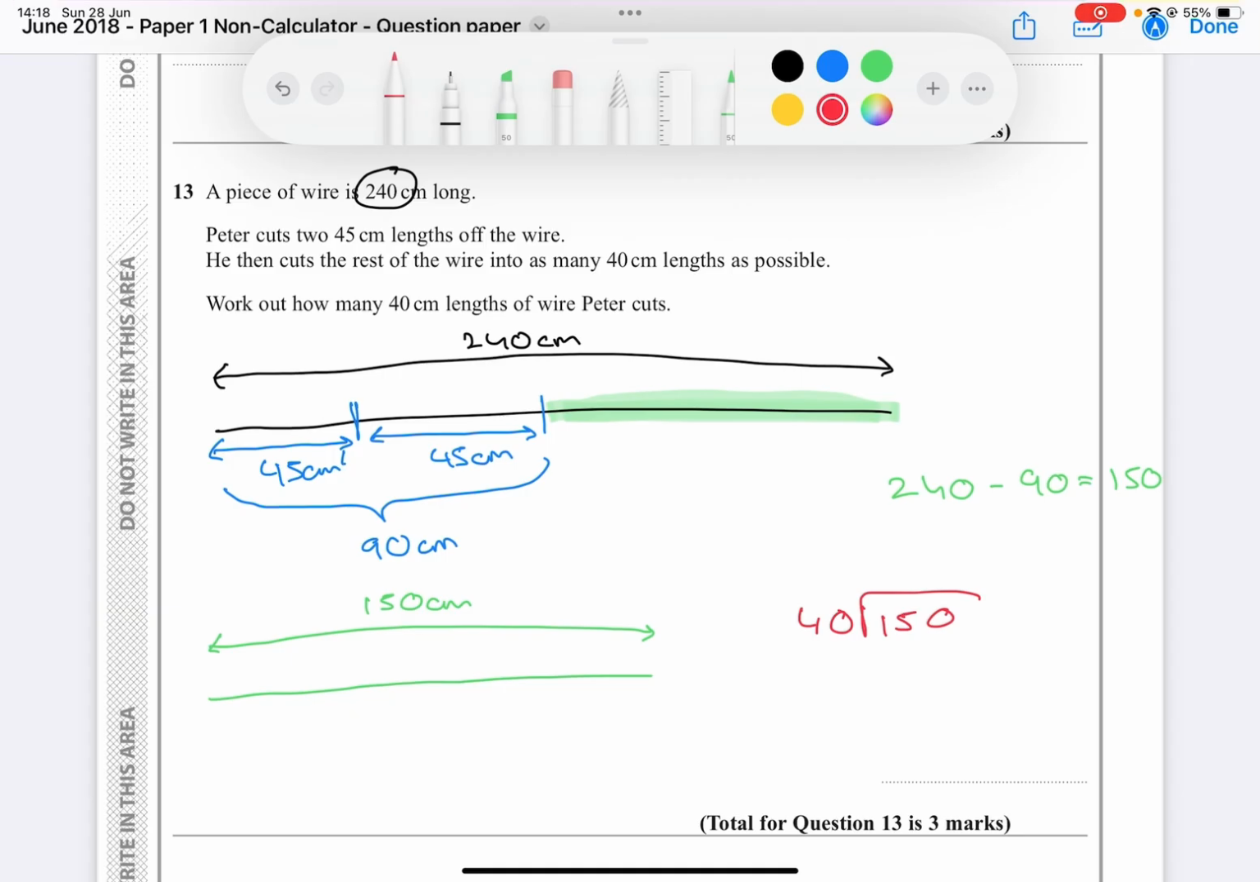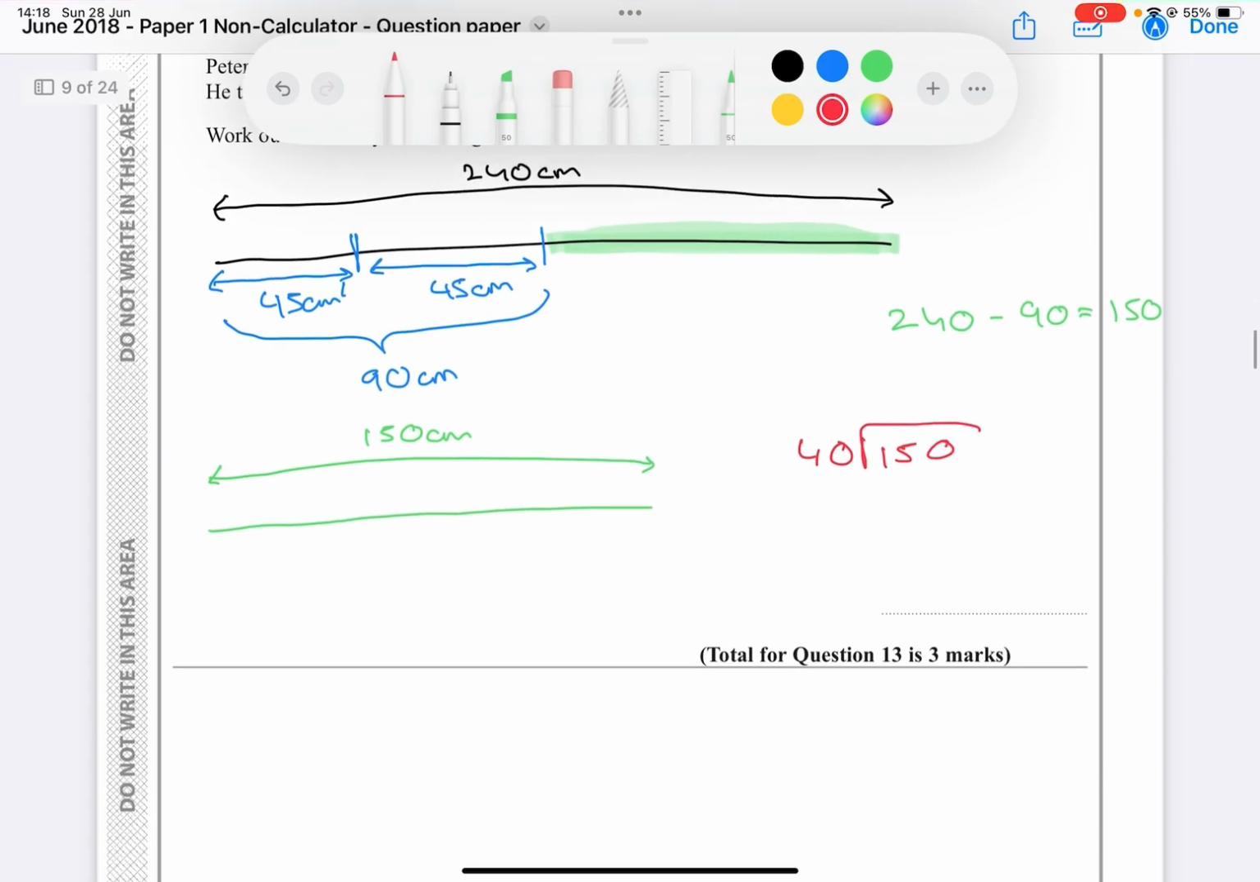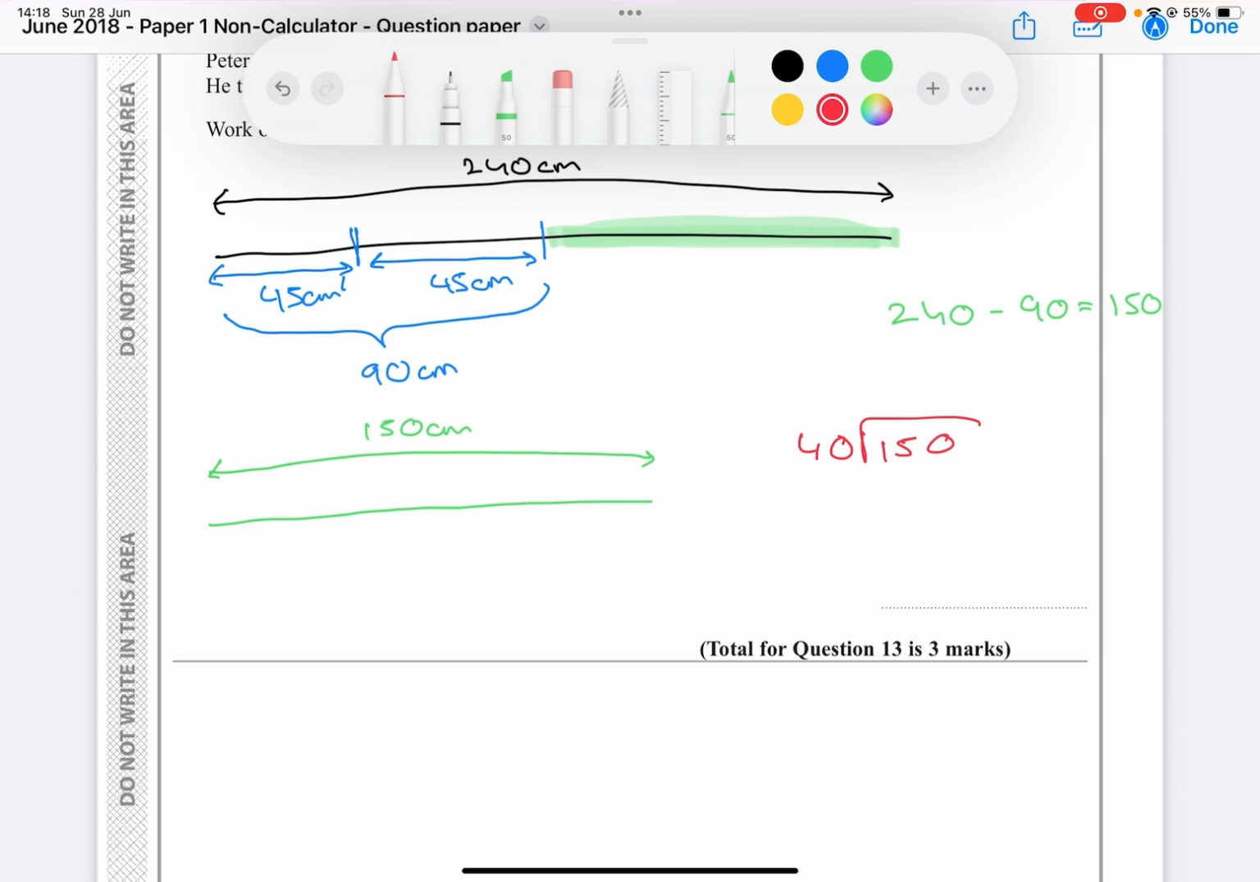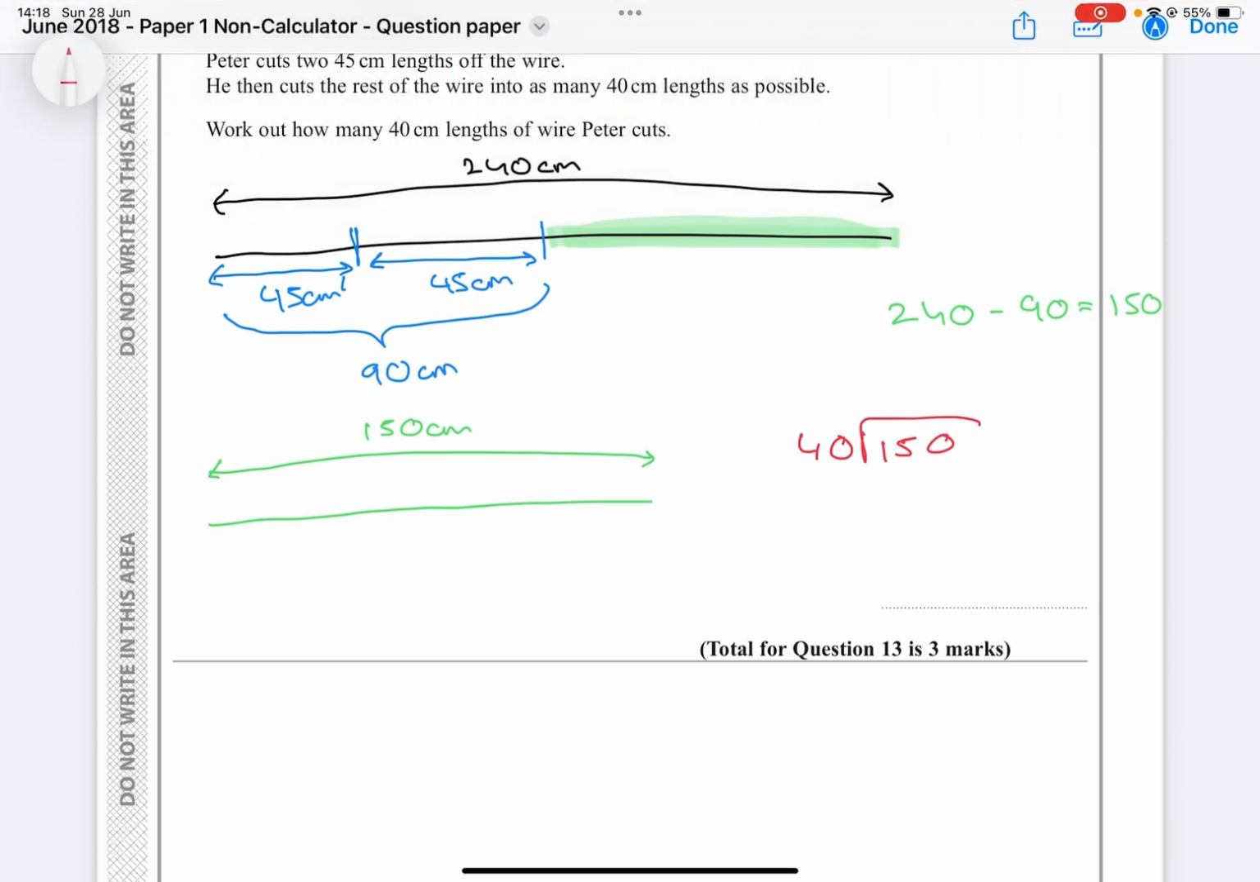Now before I do this, I would probably write out my 40 times table just so that it helps me, okay? So that's going to be 40, 80, 120, 160, and 200. I'll write it to here. If I need more later on, you can always write them out, okay? Now we know that 1 does not go into 40, it goes in 0 times, 15 goes into 40 0 times, so we're on 150.